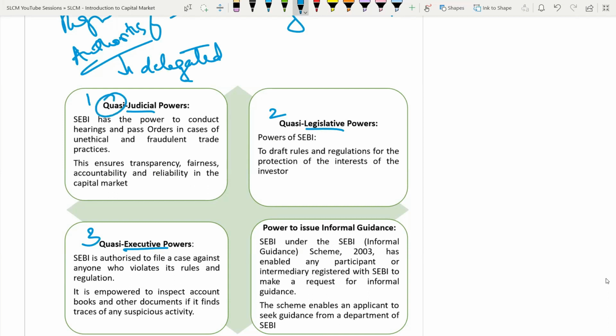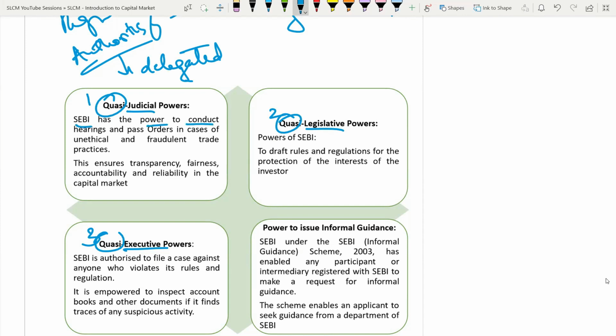That is why we use the word quasi before these words. Quasi means like, okay? It is similar to the powers of legislative authorities, similar to the power of the executive authorities. So they have delegated powers to carry on judicial, legislative, and executive powers of the country.